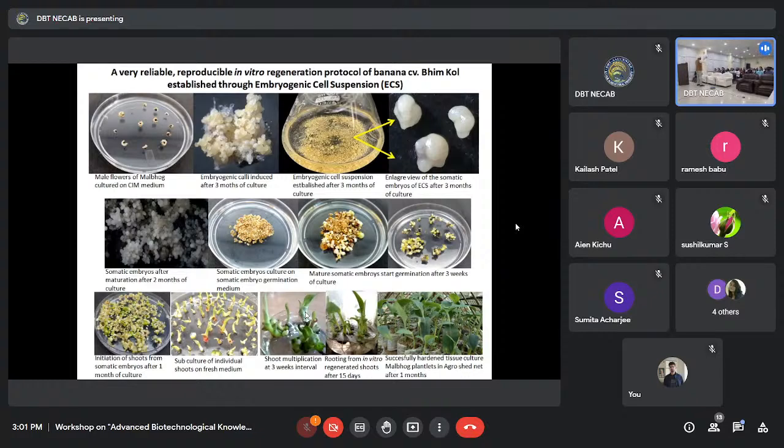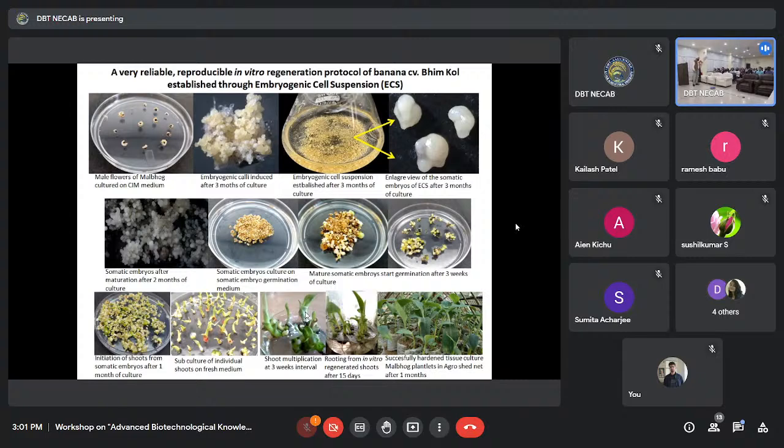We go from the 11th to the 8th, or sorry, from 7 onwards up to 1 or 2. We take those very mature male flowers and culture them on a callus induction medium, and after almost 3 to 4 months, they develop some very good embryogenic callus.